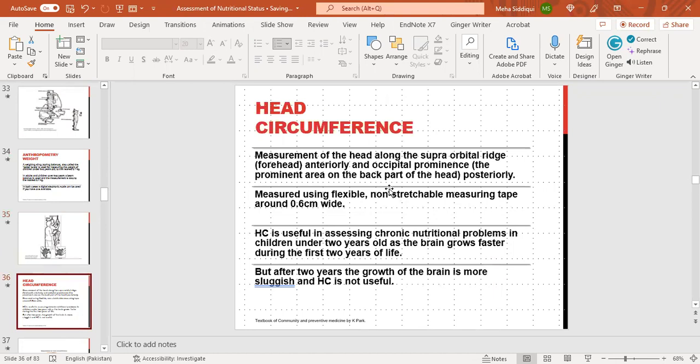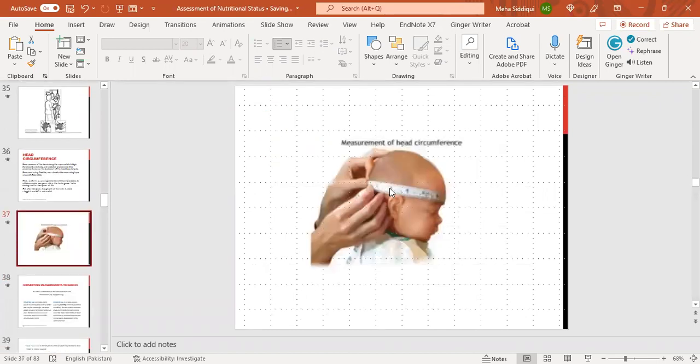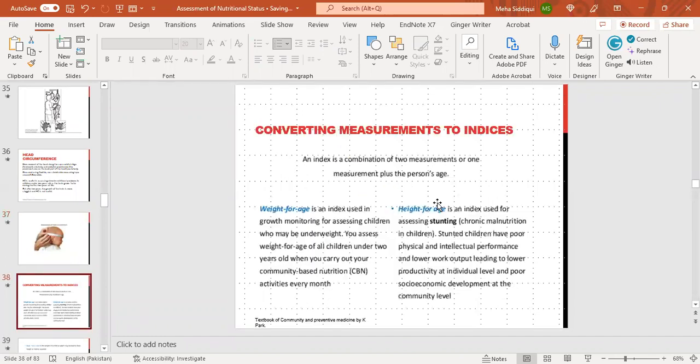Then comes head circumference. It is the measurement of the head along the supraorbital ridge anteriorly and occipital prominence posteriorly, measured using a flexible measuring tape around 0.6 centimeter wide, and it is useful in assessing chronic nutritional problems in children under 2 years old, as the brain grows faster during the first 2 years of life. Growth of the brain is more sluggish after 2 years of age, so head circumference is not useful afterwards. So this is the picture showing that the baby's head circumference is being measured.